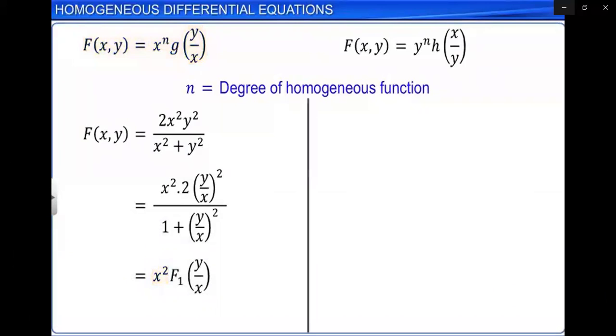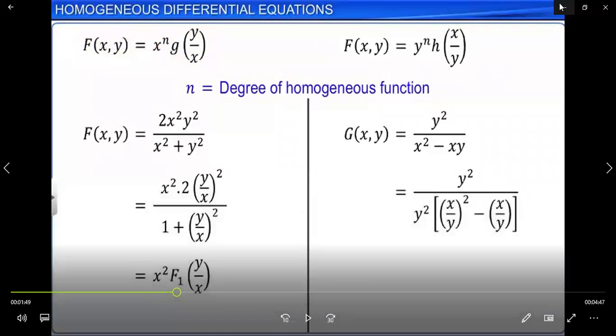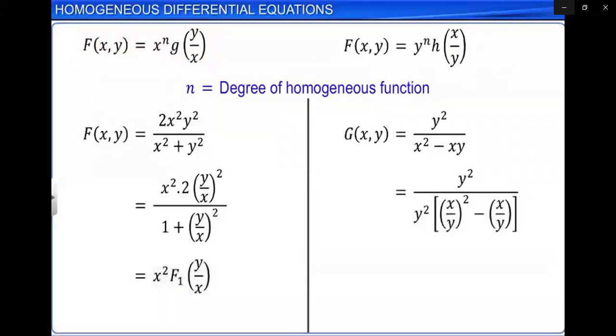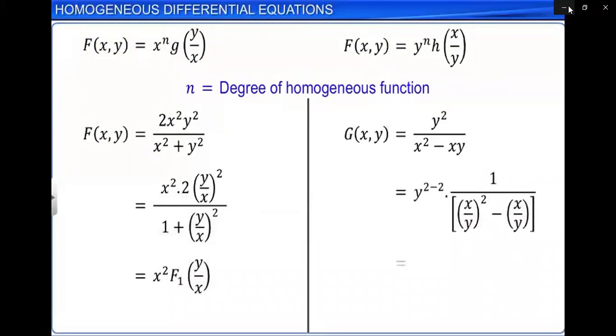Similarly, this function g of x comma y, which is given as y square by x square minus xy, can also be represented in this form. After simplifying this and rearranging the variables, let's see what we are getting over here: y raised to the power 0 into g1 of x by y. So here you can see that 0 is the degree of this function g of x comma y, and in the first case, we have degree 2.